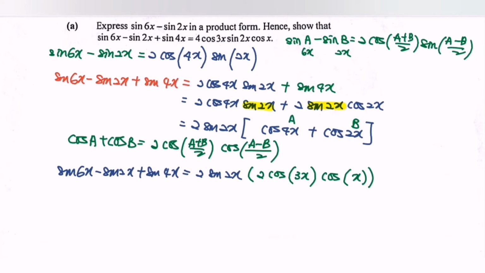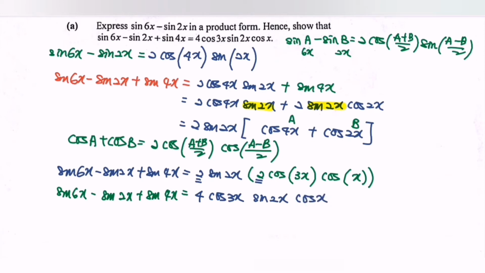So now what we can do is to expand. Sine 6x minus sine 2x plus sine 4x is equal to 4 cos 3x sine 2x cos x. So that is the situation, and we have shown.